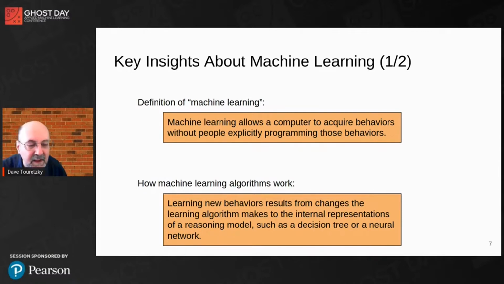But the next thing, the next key insight, is one that many adults lack. And in fact, many introductions to machine learning for laymen often get this wrong. What we want people to understand is that learning new behaviors results from changes that the learning algorithm makes to the internal representations of a reasoning model. So you have some reasoning model of your choice, maybe a decision tree, maybe a neural network. That model has parameters. And what the learning algorithm is doing is changing the parameters of a reasoner. So it's constructing a reasoner to produce the behavior that we seek to produce.